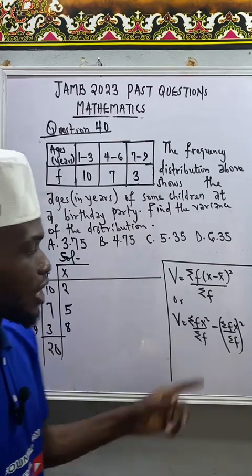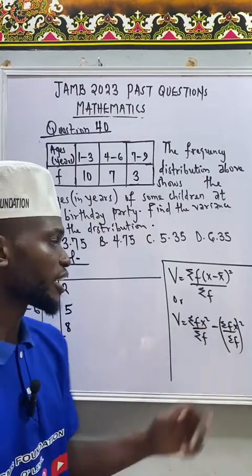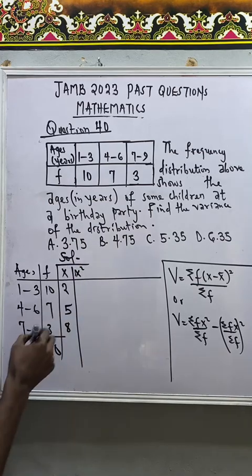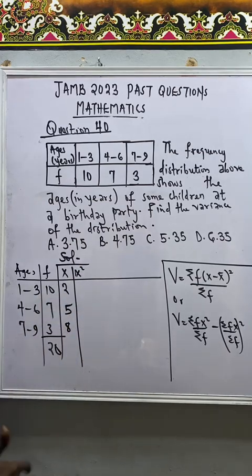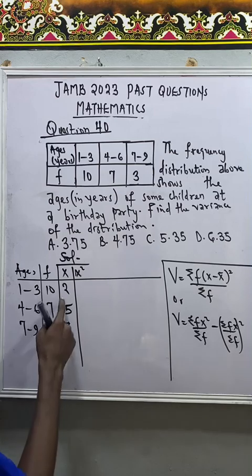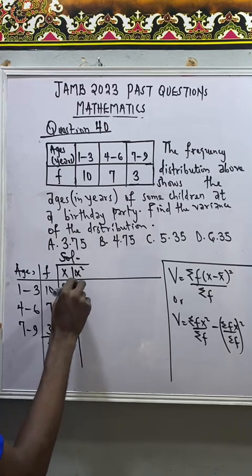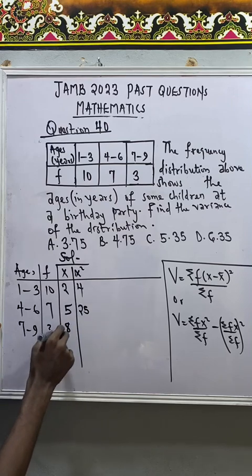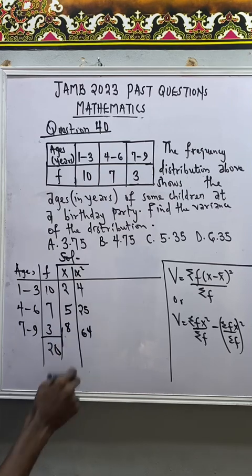Good. Now, as well from the formula, I need x squared. Let's take our x squared. That means I will square each score that I have here, each mark. 2 squared will give me 4. 5 squared will give me 25. And 8 squared will give me 64.